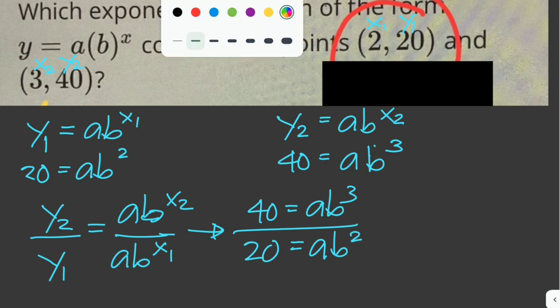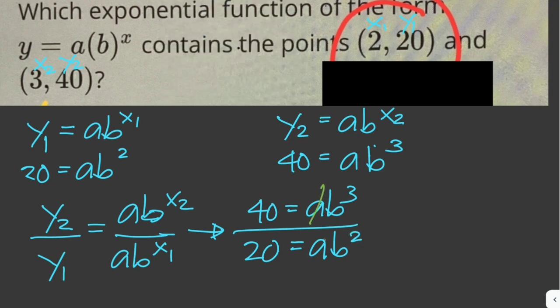And then a here cancels out. 40 divided by 20 is just 2. And b cubed over b squared is just equal to b, because they have the same base. So we subtract the exponents. 3 minus 2 is just 1. Therefore, the value of b here is 2.